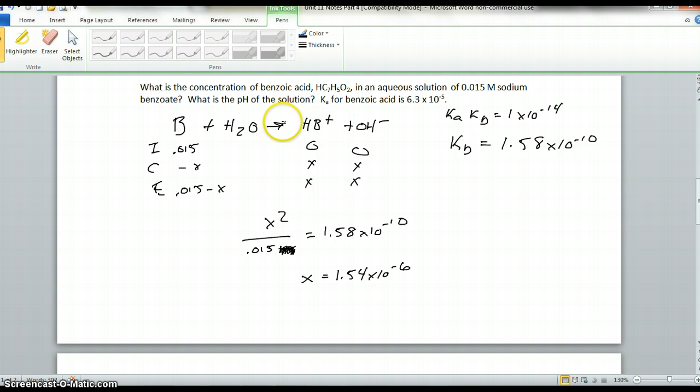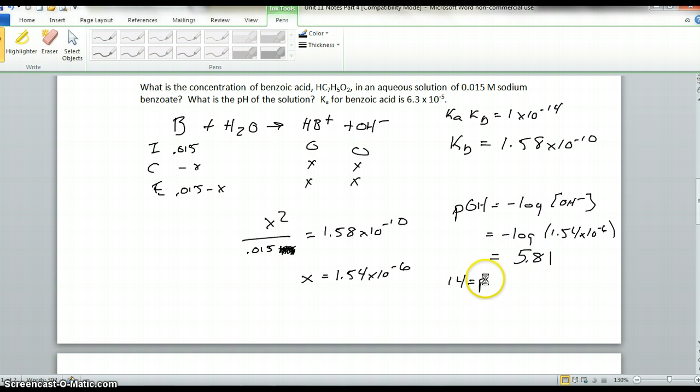The second question asks, what's the pH? Well, what I'm going to do is use the fact that I know the concentration of OH- to my advantage, because I know pOH is negative log of OH-. So the negative log of 1.54 times 10 to the negative 6th is going to be equal to my pOH, which is 5.81. I know that 14 equals the pH plus the pOH. So if I plug in 5.81 as my pOH and solve for pH, pH ends up being 8.19.